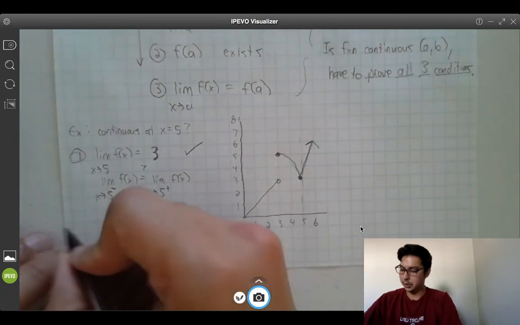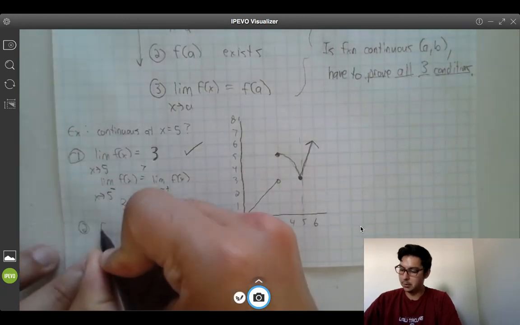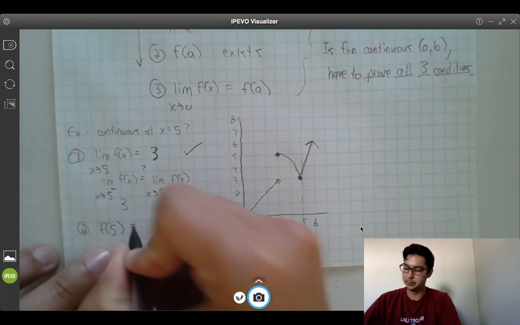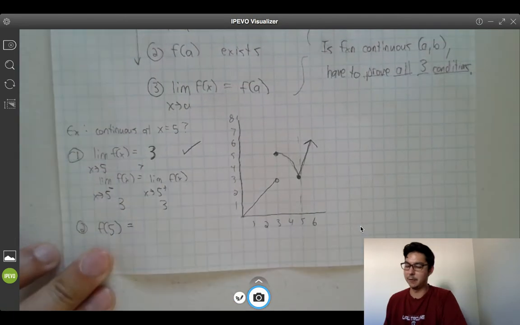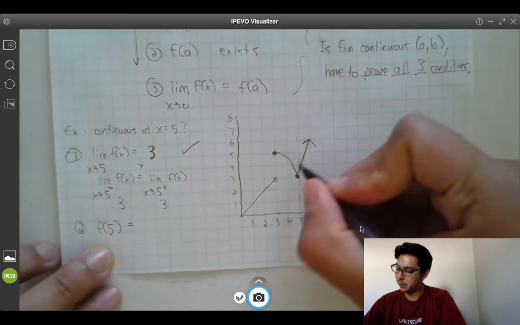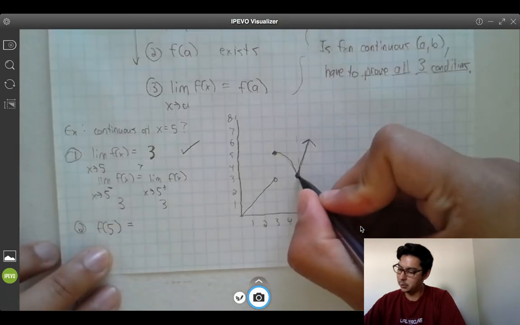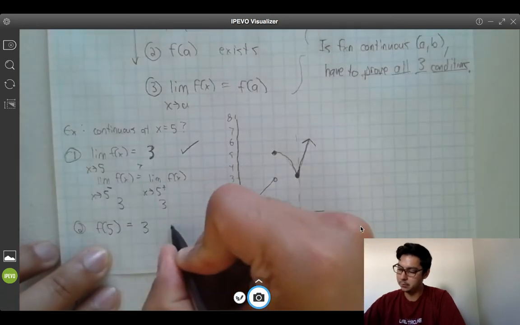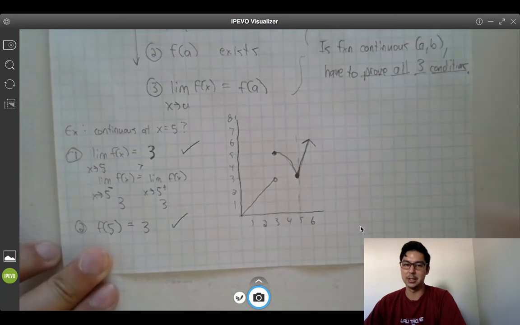The second condition: what's f of 5? Does that exist? So f of 5 is, where's the function at 5? At 5, the function's here. Here's your closed circle, which is at 3. Okay, that's condition 2. Does it exist?